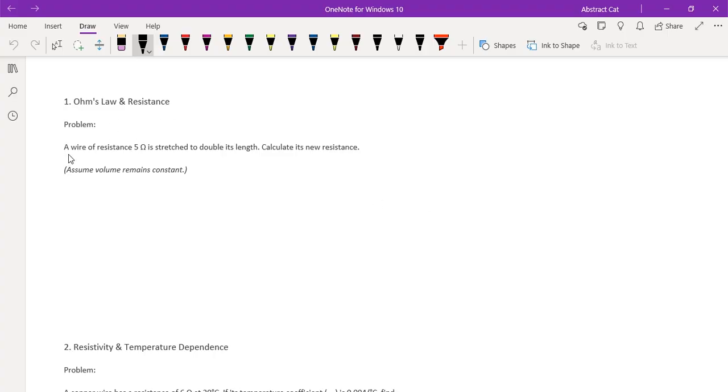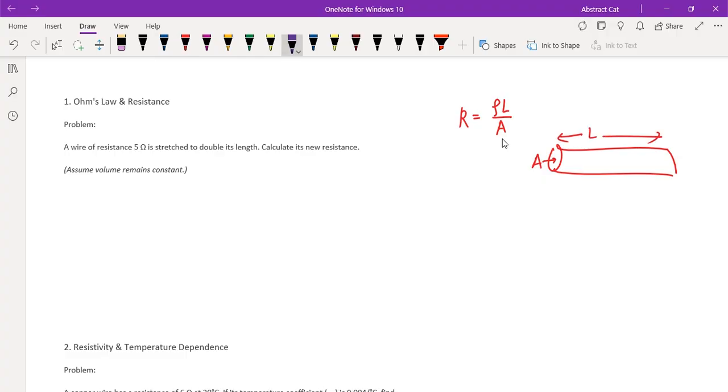The problem is: a wire of resistance 5 ohm is stretched to double its length. Calculate its new resistance. So how to calculate the new resistance? We know the formula is R equals rho L by A, where L is the length of the wire and A is the cross-section area of the wire.